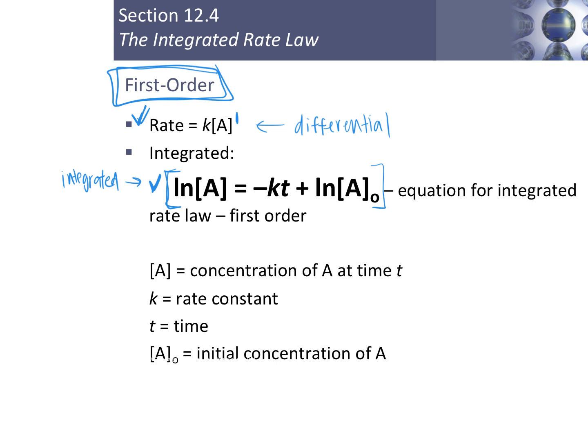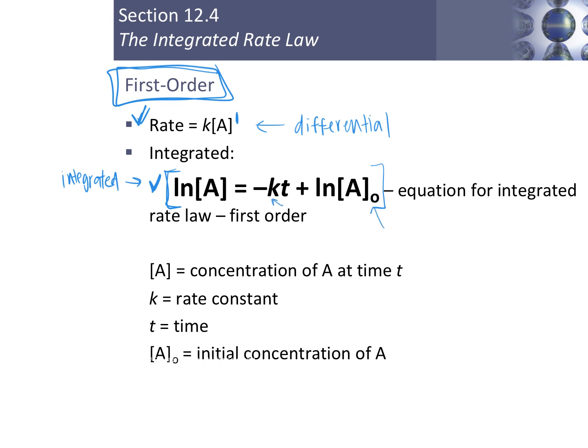Do you know what LN stands for? Yep, it's on your calculator, so natural log. Natural log of the concentration of A. That means we would literally plug in the natural log of the concentration on our calculator. We're going to use that. K is still the rate constant.